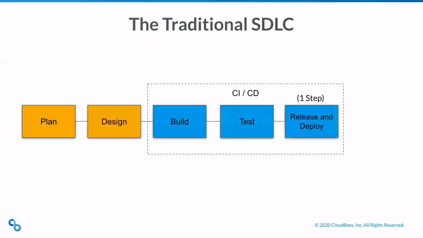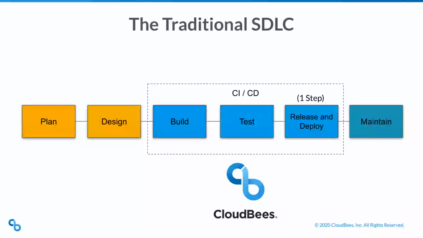So how do feature flags fit within the traditional software delivery lifecycle? Well, let's first think of the standard SDLC that I'm sure you're all familiar with. We have plan, design, that standard build, test, release and deploy one-step stage that are known as CI and CD. And of course, if you're familiar at all with CloudBees, this tends to be where we play, and we have solutions around CI and CD as well as feature flags. And of course, we have maintain.